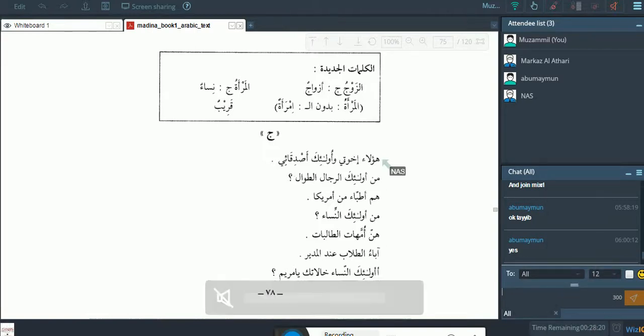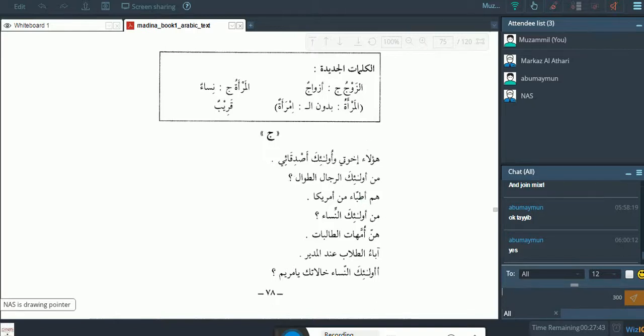هؤلاء إخوتي. Bismillah. هؤلاء إخوتي وأولئك أصدقائي. جيد. من أولئك الرجال الطوال. بارك الله فيك. من أولئك الرجال الطوال. صحيح.